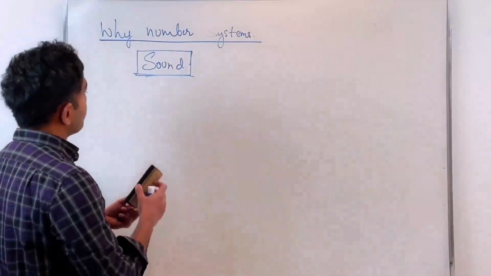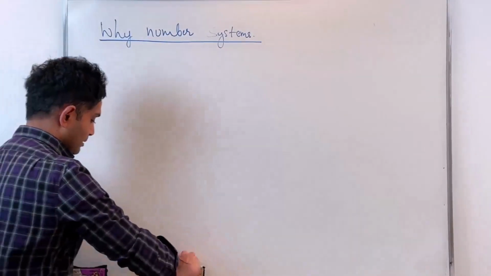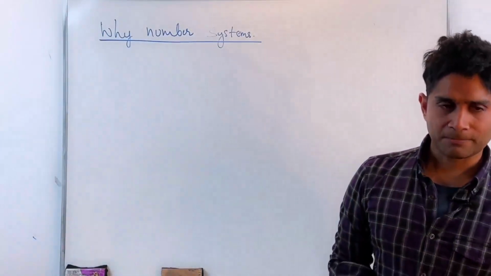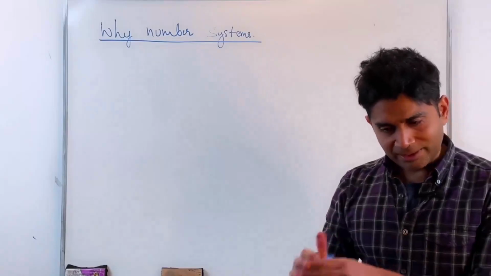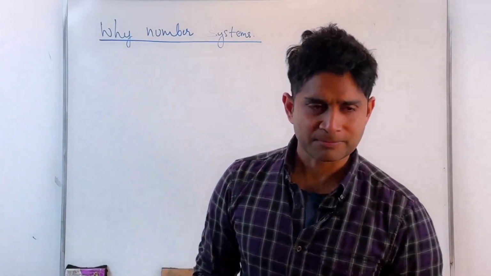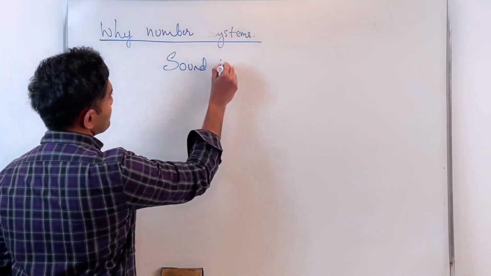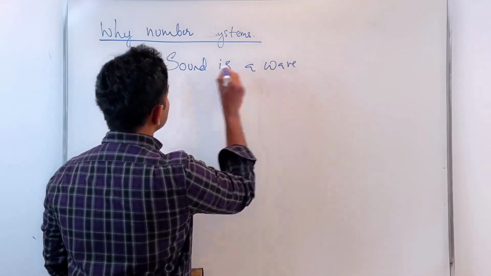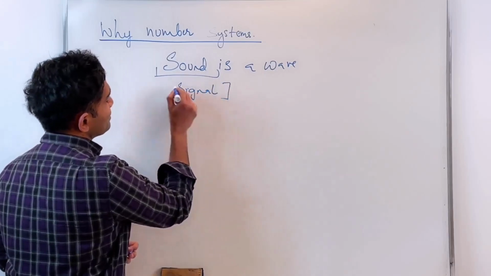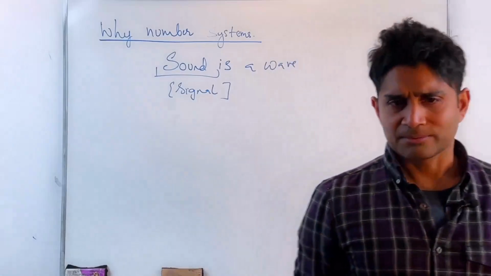Okay. Now, if I want to do that, I want to understand what is sound in the first place, right? What is sound? So let's go to the real basics, and then we'll build up that device. Sound is a wave. Sound is a signal, right? Basically, it's a signal. Anything that changes with time is called a signal. Any physical parameter that changes with time is a signal.